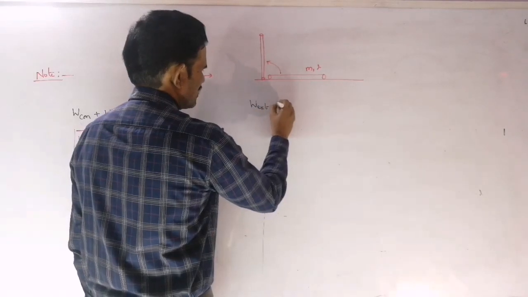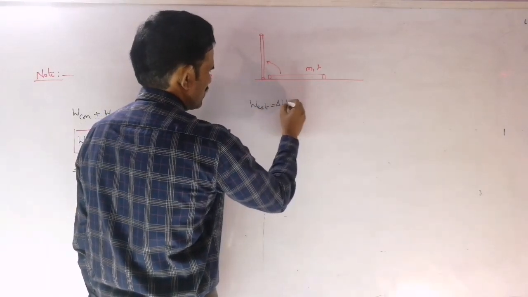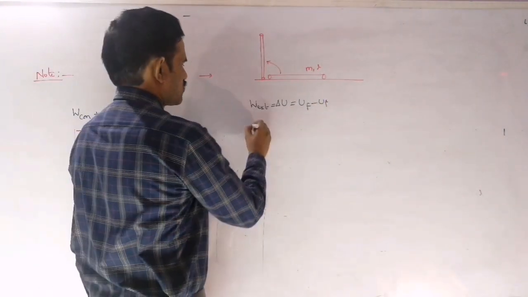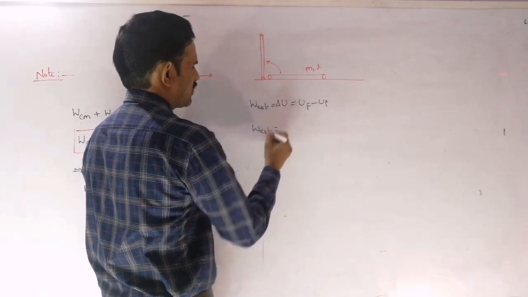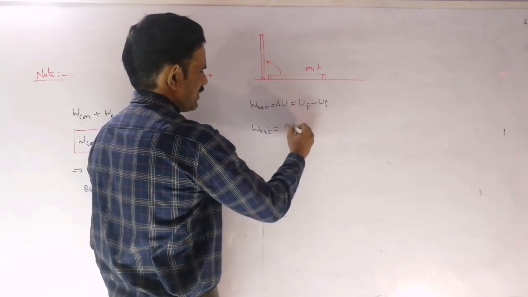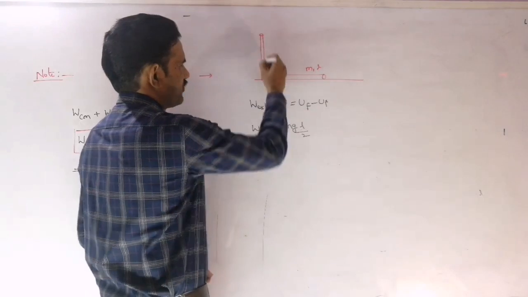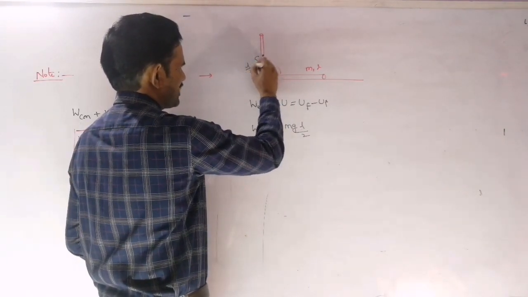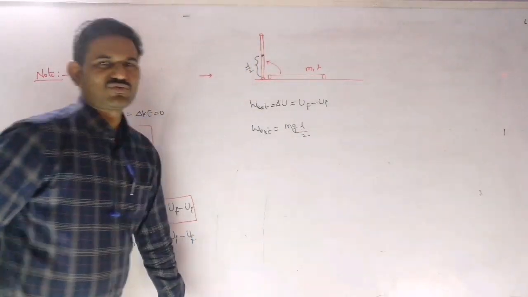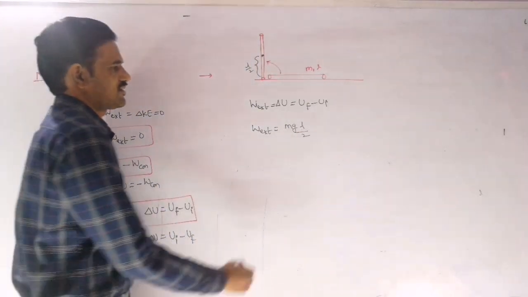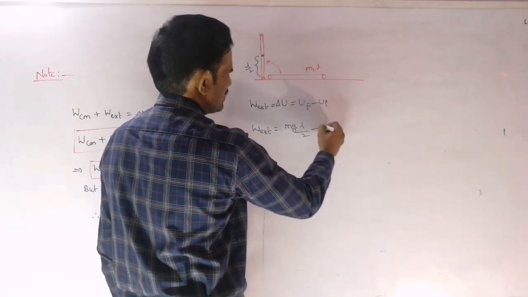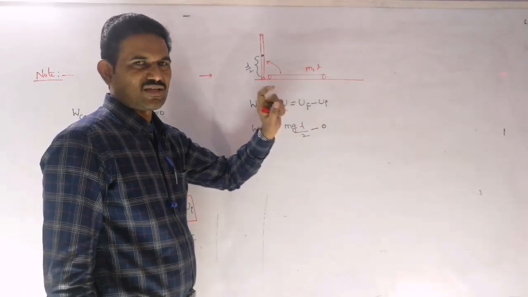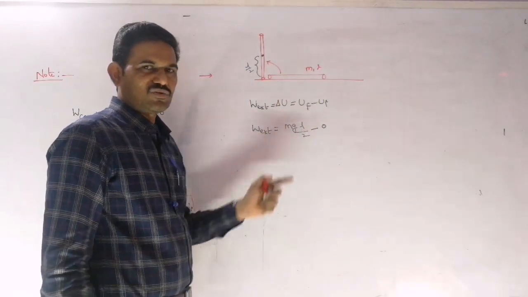The work done by the external agent is the change in potential energy, which is final potential energy minus initial potential energy. The final potential energy is mg L by 2, because for extended objects we take the height of the center of mass, which is L by 2. The initial potential energy is 0 because we are taking it as a thin rod. If it is given as thick, then you need to consider that.